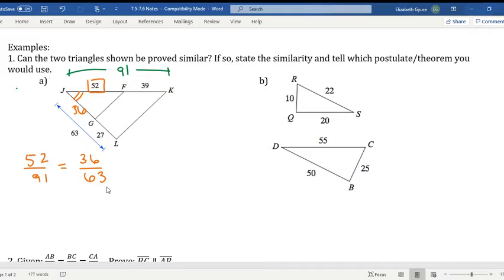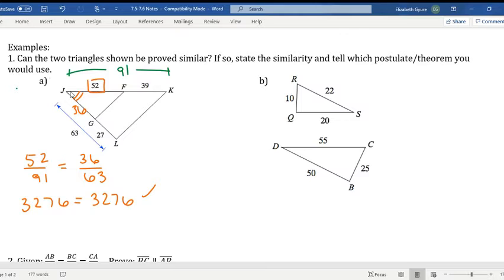So I would just apply your means extremes theorem to verify, cross multiply. 52 times 63 is going to give you 3,276. Right. And then if you also apply your means extremes theorem or property this way, 91 times 36, you're again going to get 3,276. That shows that our ratios are equivalent. So we have our proportional sides, and we can say that J is congruent to itself.